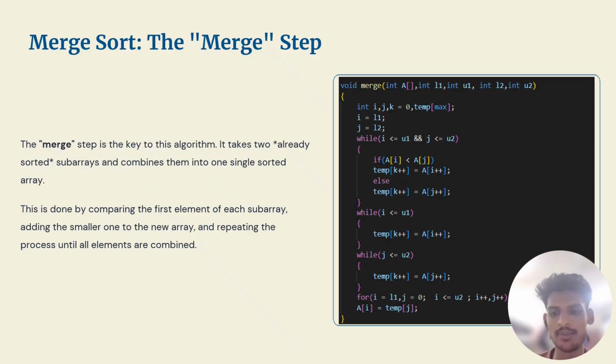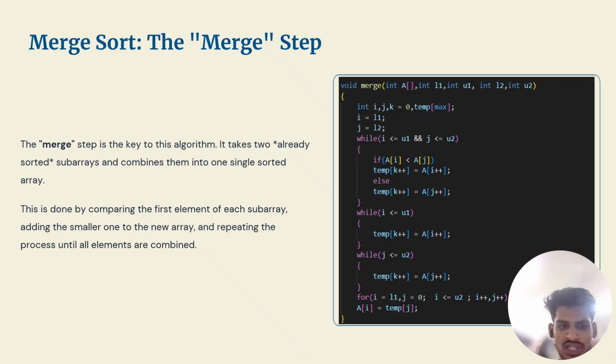Now I will explain how the merge function works. The merge function receives the array and boundary indexes of two sorted subarrays labeled as L1, U1, L2, U2. From L1 to U1 is the first sorted subarray and L2 to U2 is the second sorted subarray. And we are declaring variables I, J, K, and temp. I points to the first subarray, J points to the second subarray, and K points to the temporary array. And here we are creating a temporary array to store the merged elements.